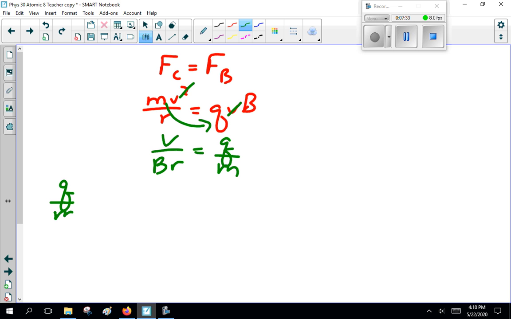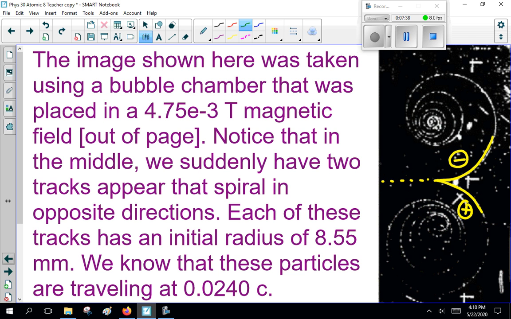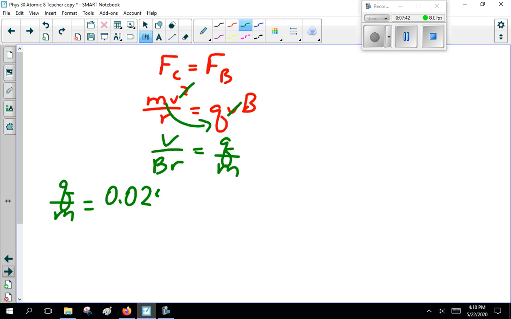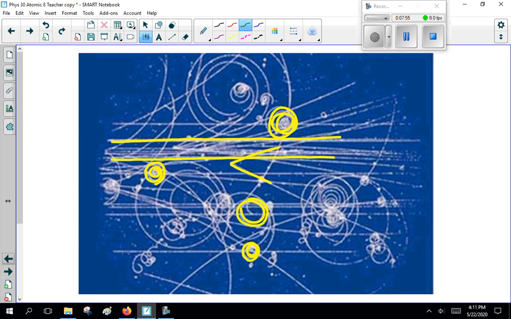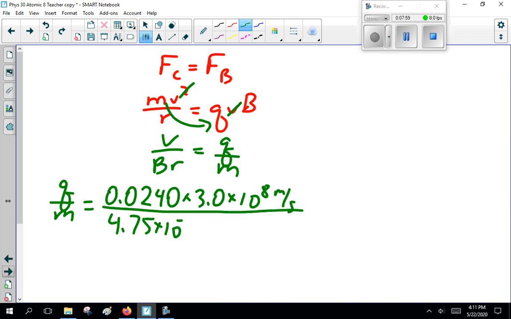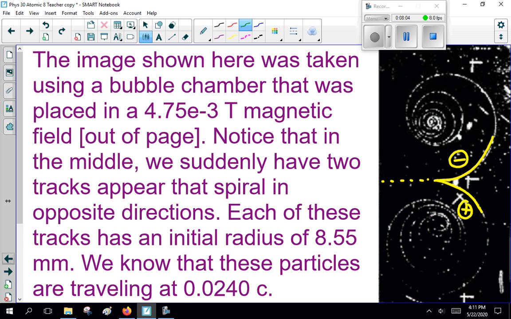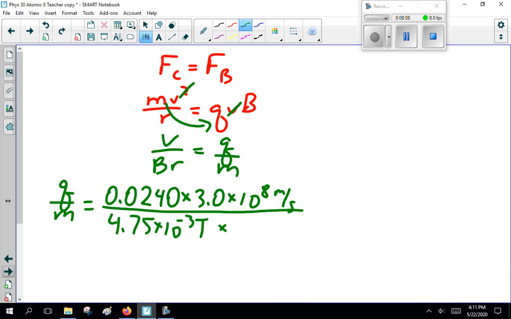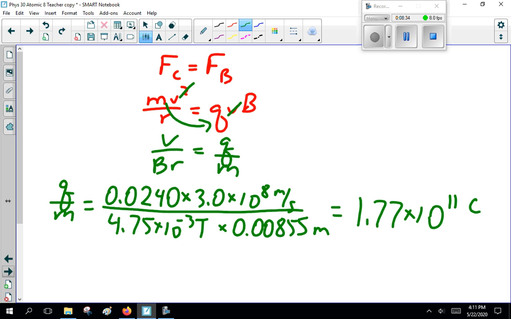So Q over M. Now the velocity I said was 0.0240 C. Magnetic field, 4.75 times 10 to the minus 3 Tesla. And the radius I wrote out was 8.55 millimeters divided by 1,000, 0.00855 meter. And what have we got? Grab Mr. Calculator, plug some numbers in. So getting 1.77 times 10 to the 11 coulombs per kilogram.